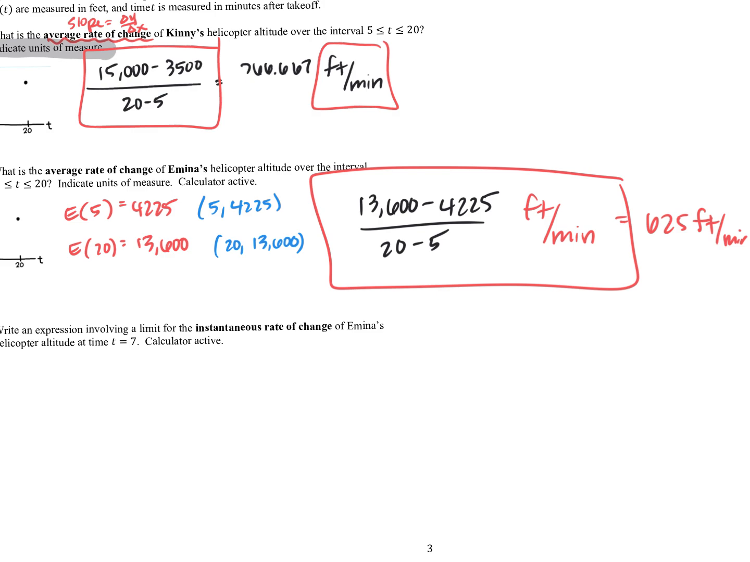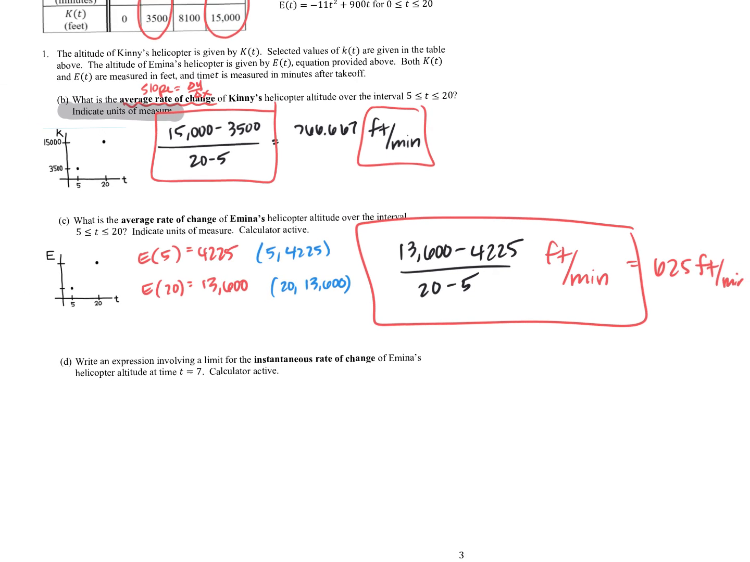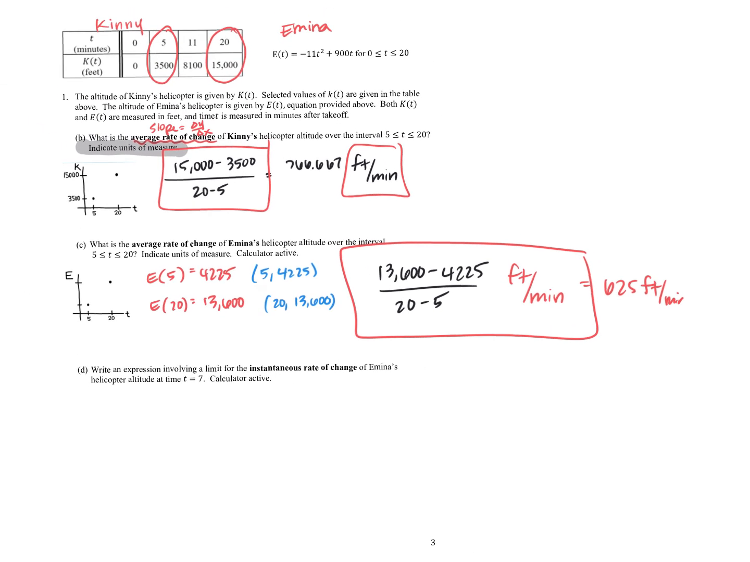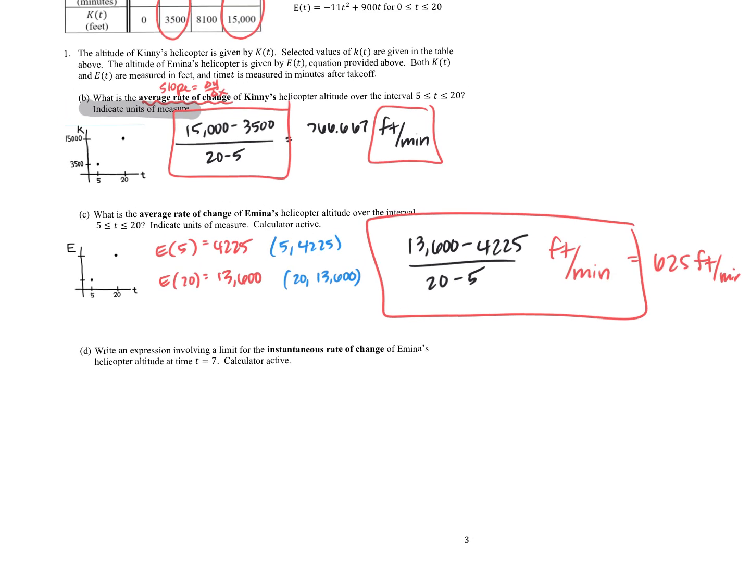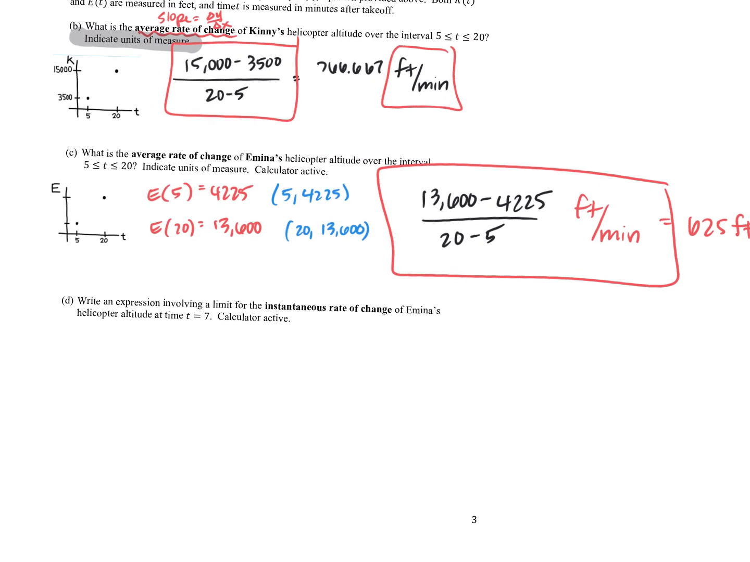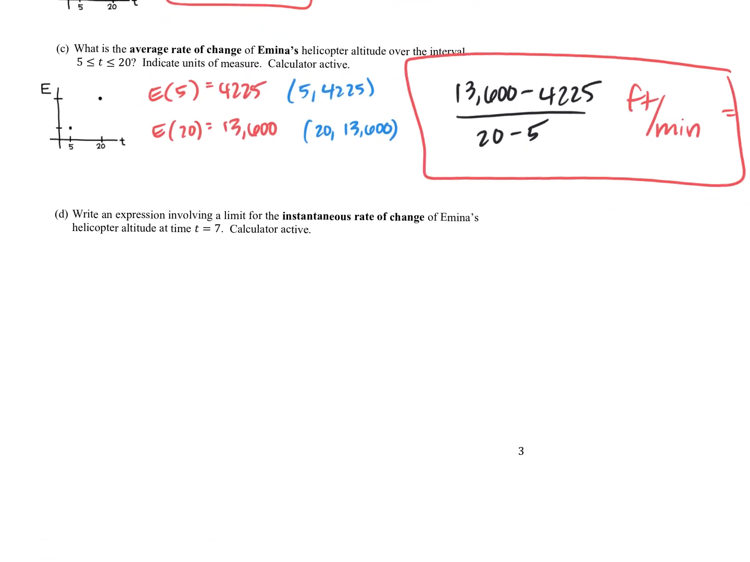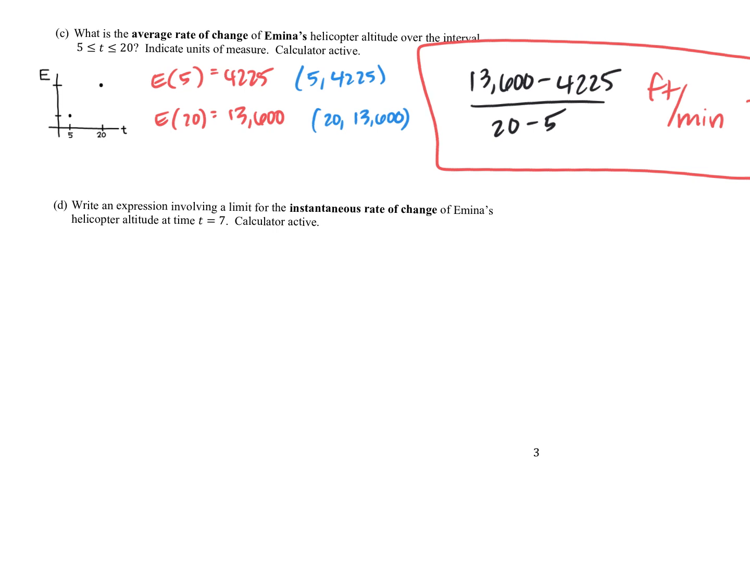625. So whose was going faster? Keeney's helicopter. He was going faster. Okay, the last thing I want to do is part D. It says write an expression involving a limit for the instantaneous rate of change. This is the formal definition of the derivative of Amina's helicopter at time t equals 7. They want to know how fast she is going at this one moment in time, not over this time interval.